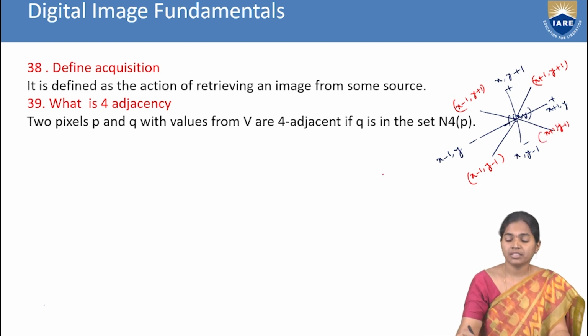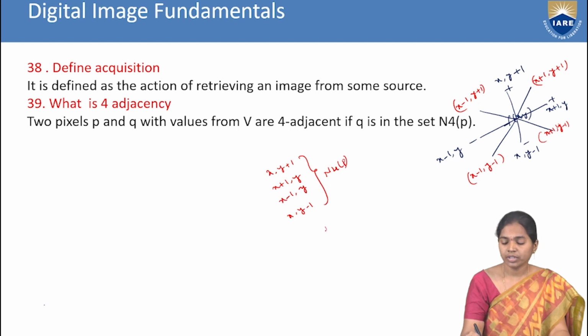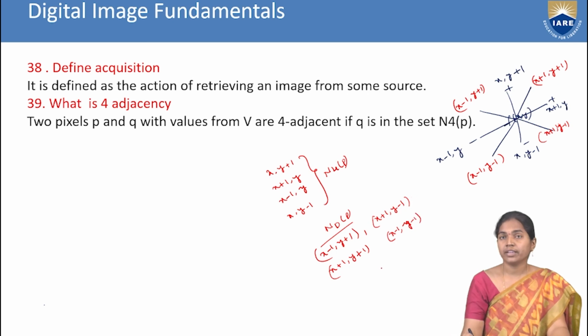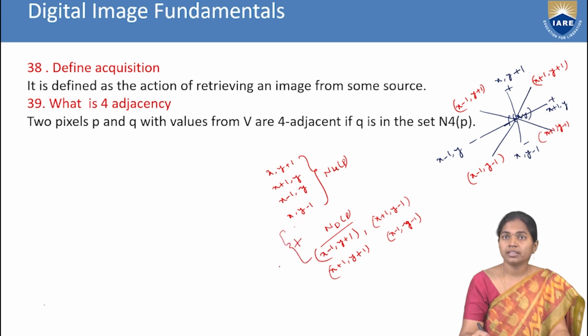So 4 adjacency means we need to consider only 4: x comma y plus 1, x plus 1 comma y, x minus 1 comma y, x comma y minus 1. This is for N4 of P. What about ND of P? ND of P is in diagonal form: x minus 1 comma y plus 1, x plus 1 comma y plus 1, x plus 1 comma y minus 1, and x minus 1 comma y minus 1. So this is for ND of P. When we go for 8 adjacency, combining these two, it is nothing but N8 of P.